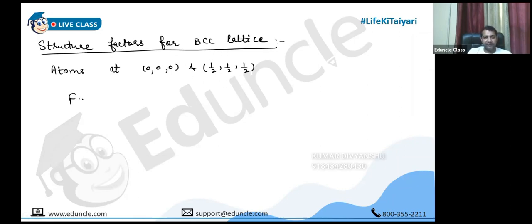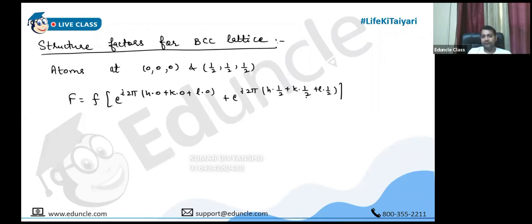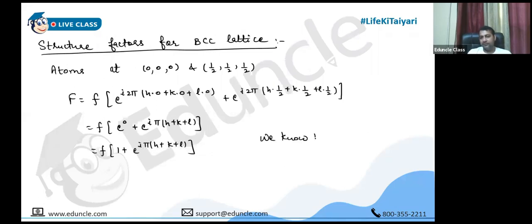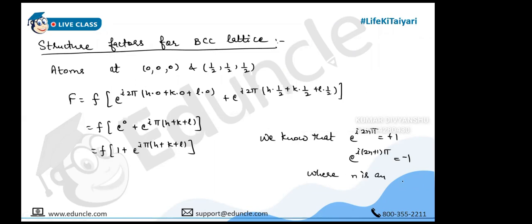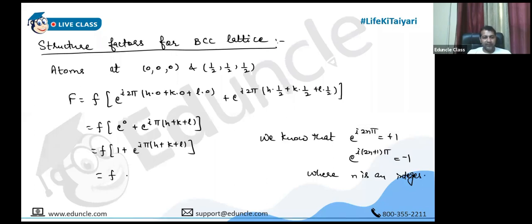Now put these values in that expression. This will be e power 0 and this will be e power i pi times (h+k+l). Now e power 0 is 1. Now it depends upon HKL. Now we know that e raised to power i 2n pi is plus 1 and e raised to power i (2n+1) pi is minus 1. Isn't it? Please check. It means if h plus k plus l is even, it will become 1 plus 1, that is 2f, and otherwise it will be 1 minus 1. Let me write it in this manner: equal to 2f if h plus k plus l is even, and it will be 0, means 1 minus 1, if h plus k plus l is odd, because then it will contribute minus 1, and this corresponds to a missing peak.